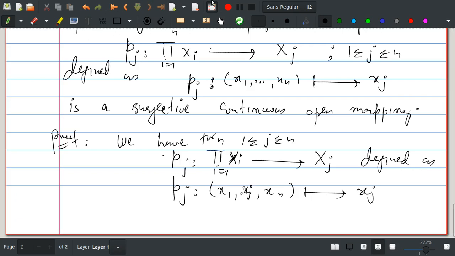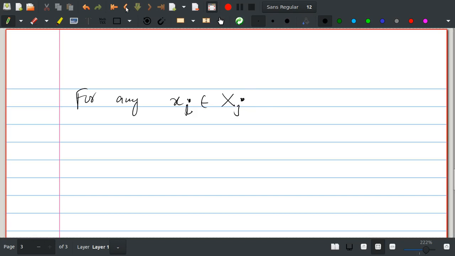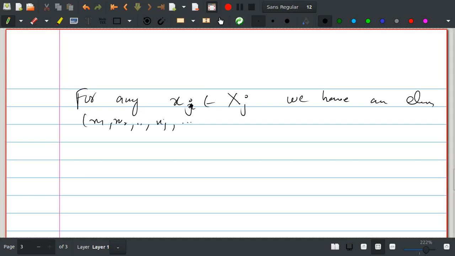Why? Because for any element xj in this capital Xj, we have an element x1, x2, so on xj, so on xn in this product space, such that pj maps this element to xj.